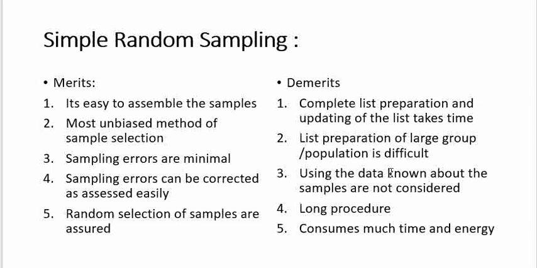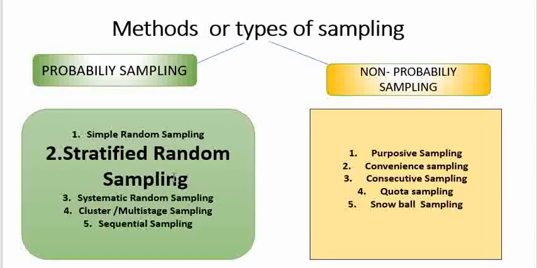For a large group, it is very difficult. The data already known about the samples are not considered. If we already know it, then we cannot consider it. It's a long procedure, consuming much time and energy. So next one is stratified random sampling method.